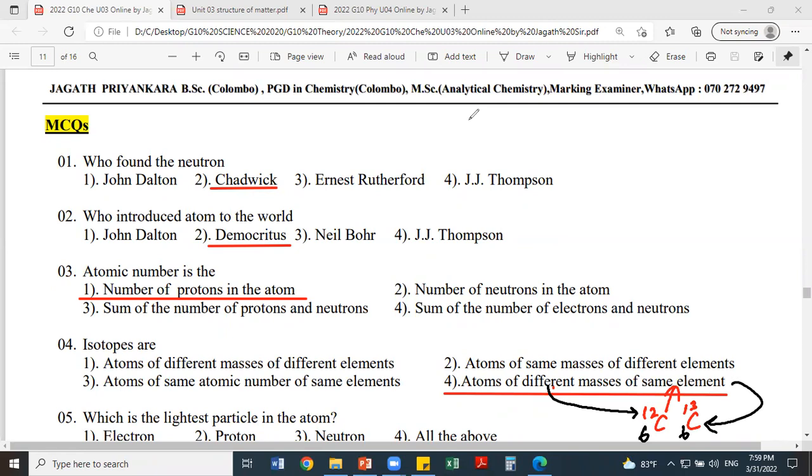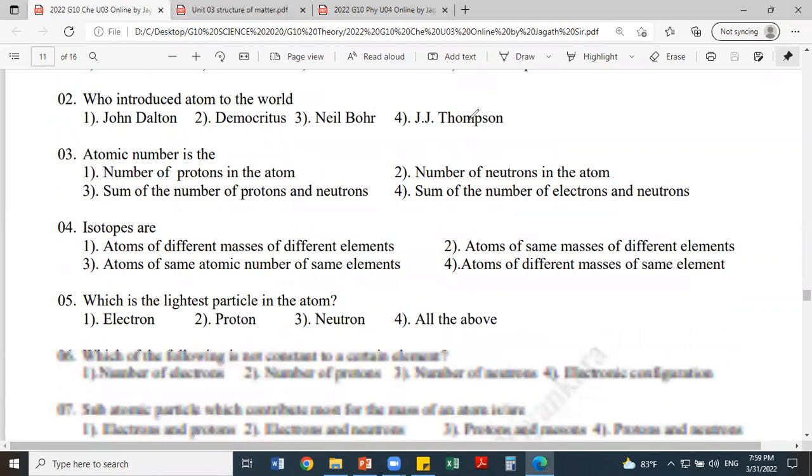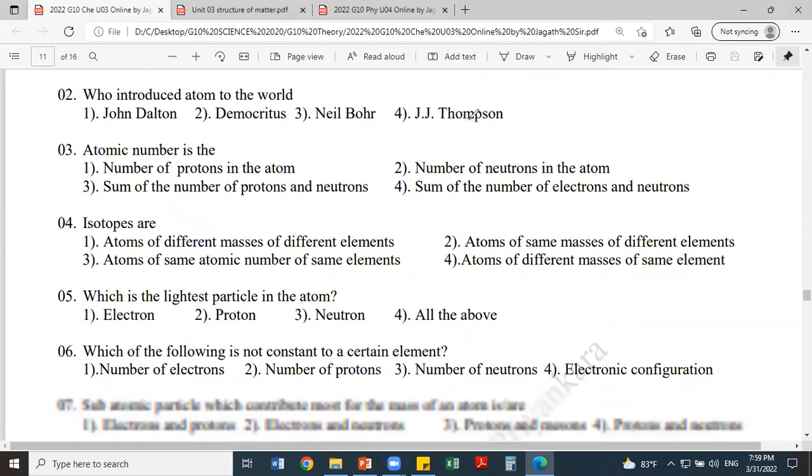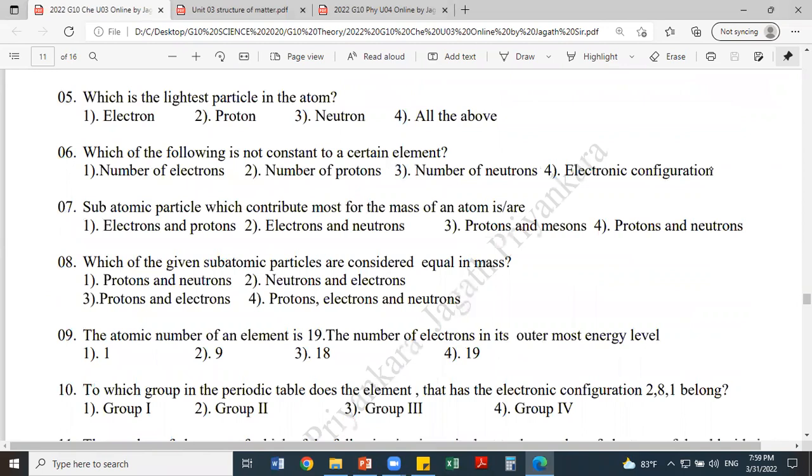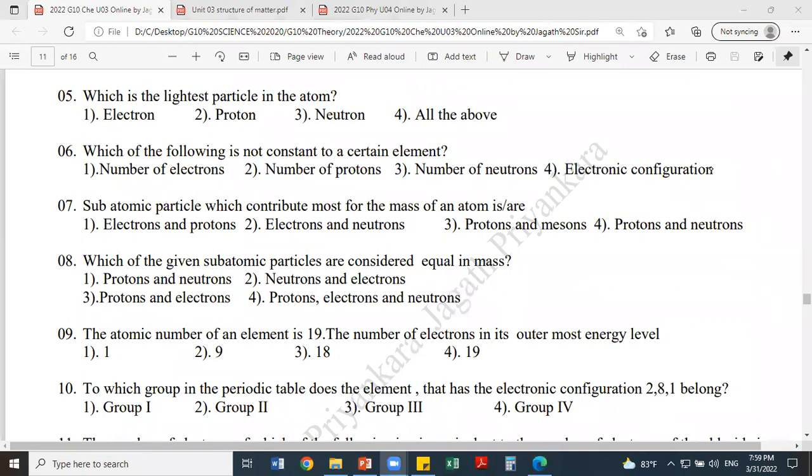Question number 5, who can give me the answer? Fifth MCQ: lightest particle in an atom. What is the lightest particle in an atom? Yes, Abdullah, Prageet. Sir, electron, sir. First answer. Very good. Correct. Lightest particle, electron. That's why when you take the mass number, the mass of the electron is not considered. We consider only the mass of protons and neutrons when taking the mass number.